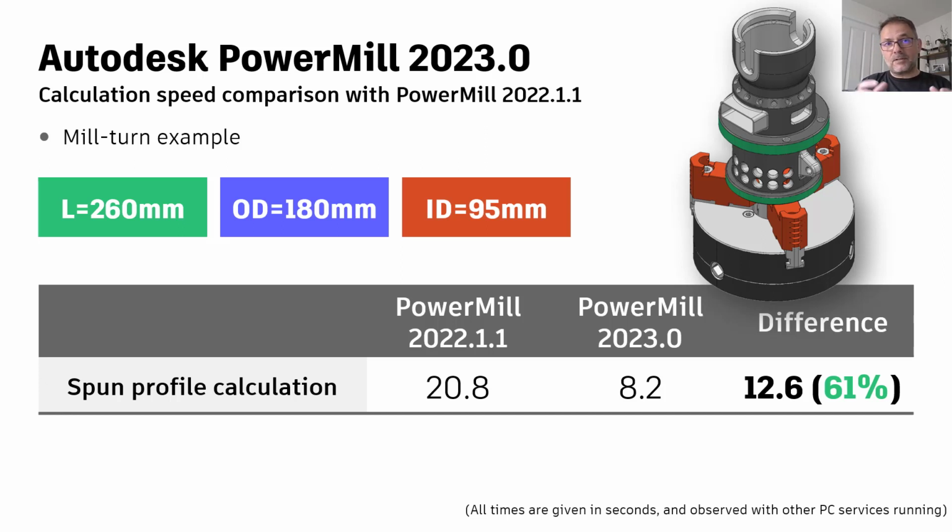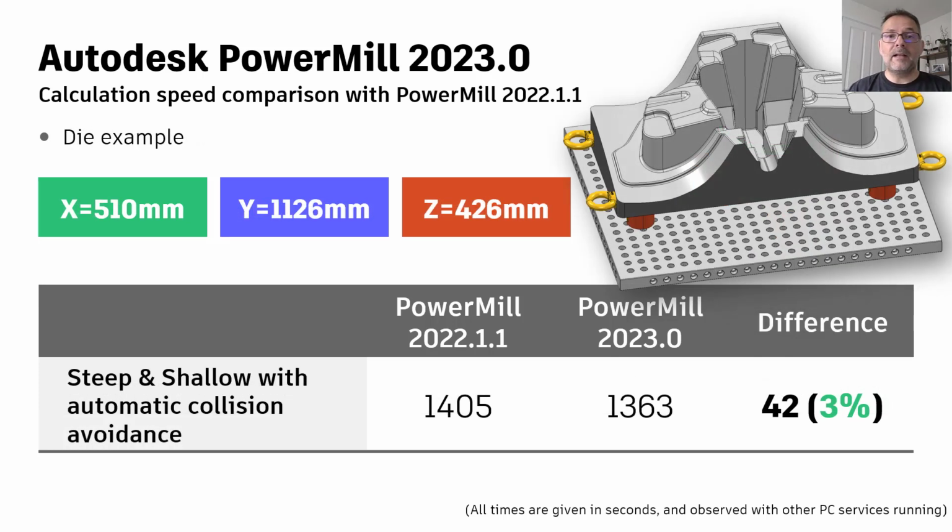Again, scale those time savings up to larger, more complex parts, and you can see the potential savings this is going to offer you when you're using PowerMill to program your parts. And then finally, the third example I wanted to share with you was an example where we are seeing a speed up in the automatic collision avoidance algorithm.